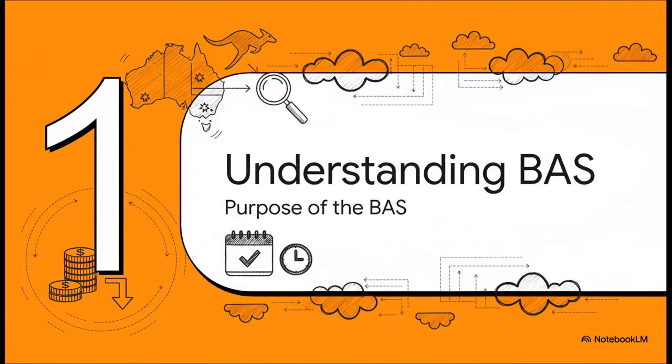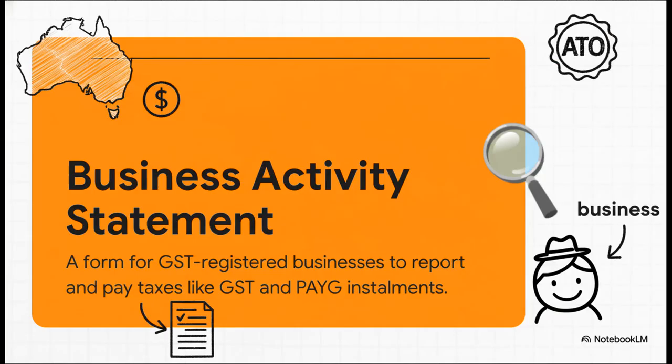So let's begin with Section 1, understanding the fundamental purpose and function of the business activity statement, commonly referred to as the BAS. The Business Activity Statement is the official form used by businesses to report and pay several key taxes. The Australian Taxation Office, or ATO, automatically issues a BAS to businesses once they are registered for an ABN and GST. The form consolidates reporting for GST, pay-as-you-go installments, PAYG withholding, and other tax obligations.